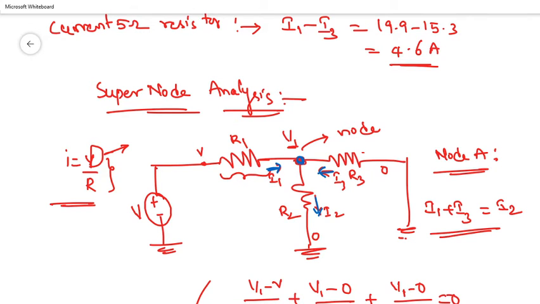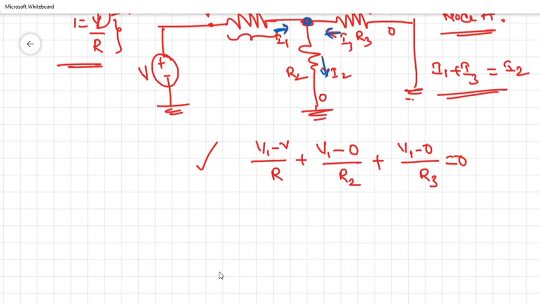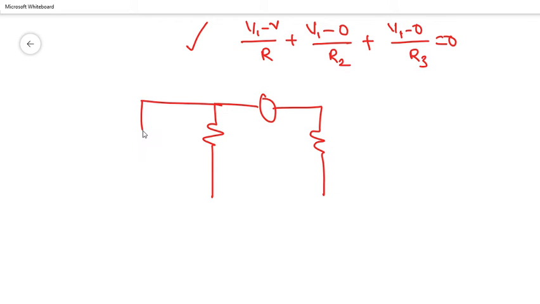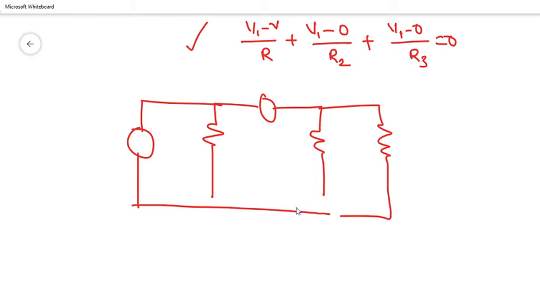Okay, so what is meant by a supernode? Supernode is nothing but, whenever you are going to apply KCL wherever the nodes are there, if we have a circuit like this, a resistor, a voltage source and a resistor, and here we have a voltage source like this. This is a circuit, let us take. For example, this is a voltage source, some V2, and this is V1, R1, R2 and R3.